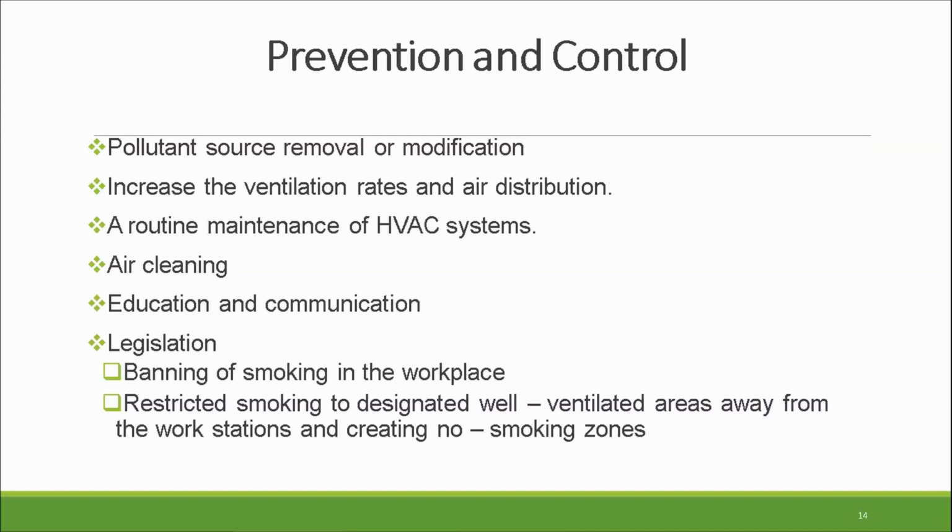Okay, this one is for prevention and control. For prevention, there is pollutant source removal or modification. We can increase the ventilation rate and air distribution, do routine maintenance of HVAC systems, for example aircon, air cleaning, education and communications. The last one is legislation, for example banning smoking in the workplace or providing a proper smoking area.